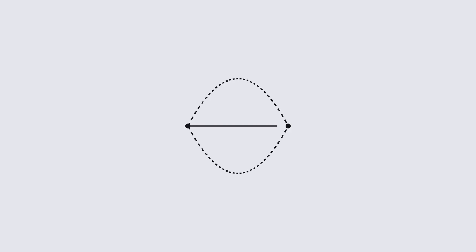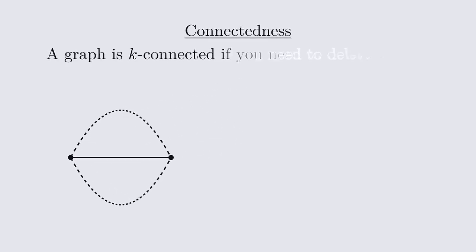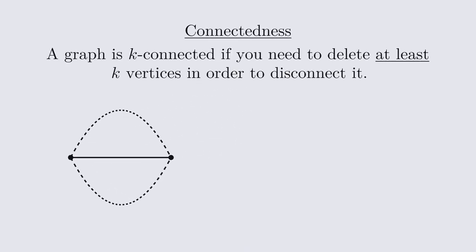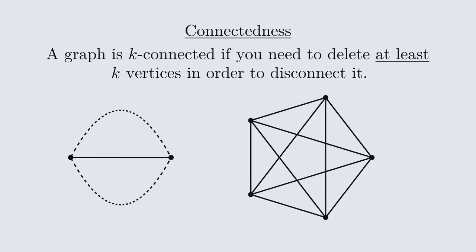We can do this using a notion of connectedness. We say that a graph is k-connected if you need to delete at least k vertices in order to disconnect the graph. A graph with a higher k is in a sense more robust and interconnected. For example, K5 is 1-connected because it is connected in the normal sense. It is also 2-connected.